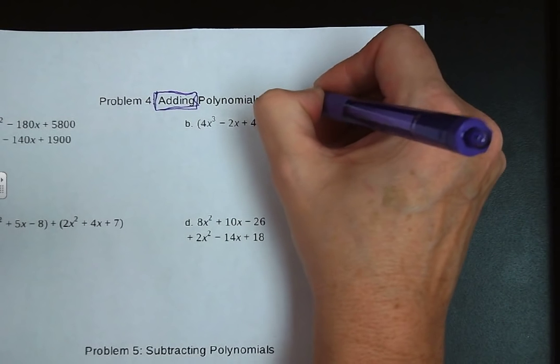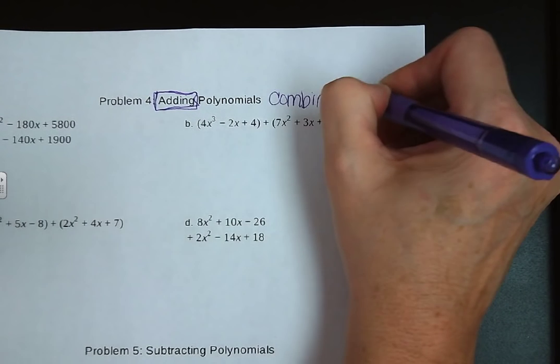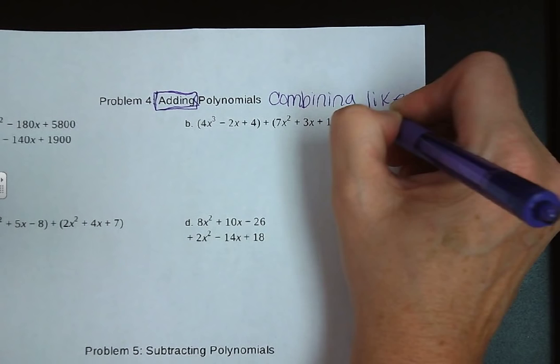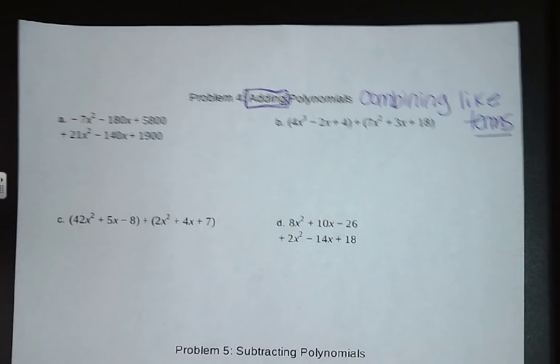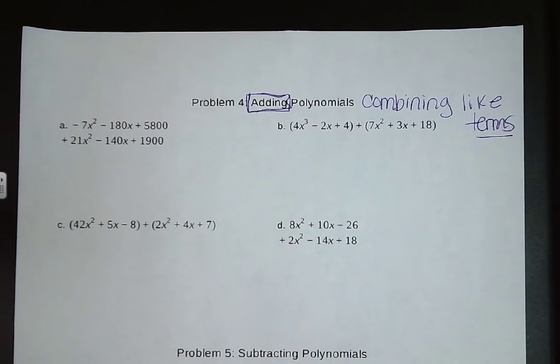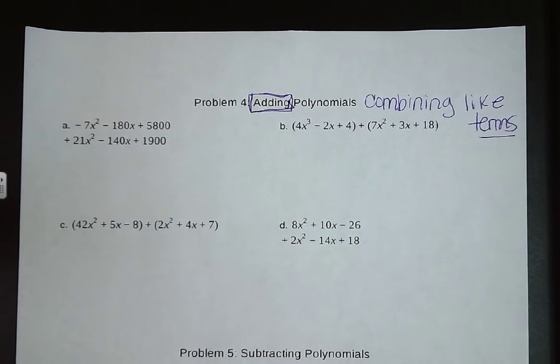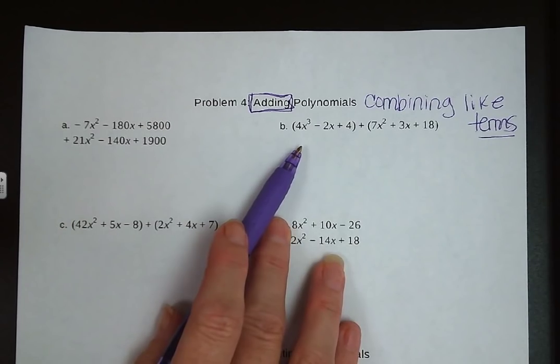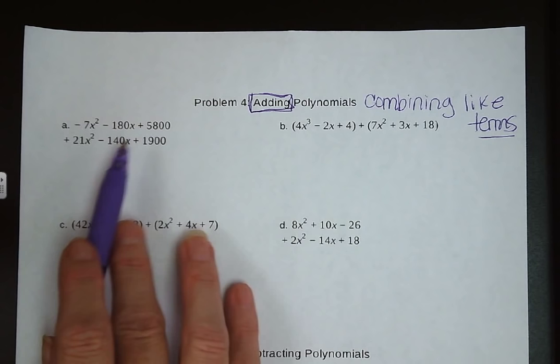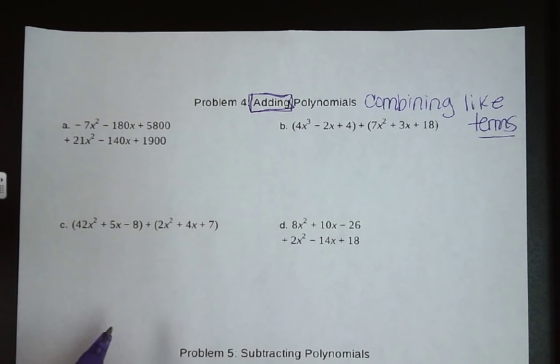All right, problem 4, adding polynomials, otherwise known as combining like terms. There are 2 ways you're going to see problems set up. One is set up vertically with like terms above one another, and the other is set up horizontally as 2 polynomials being added together in parentheses.